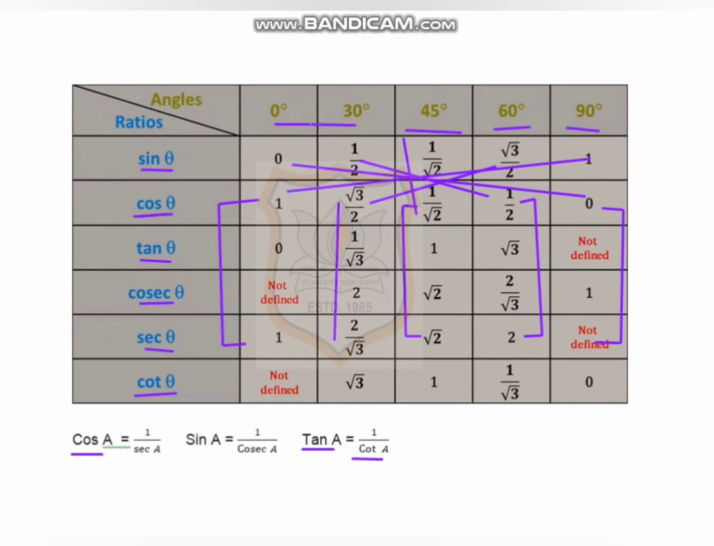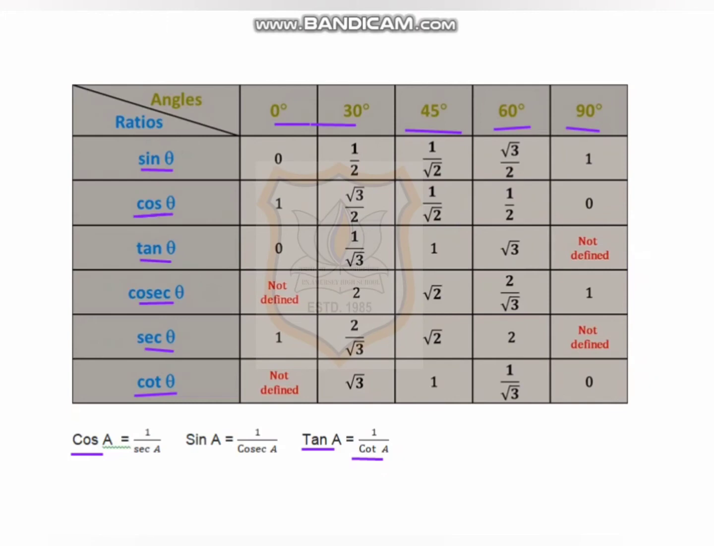Now the value of tan theta, by taking the ratio of sine by cos. Means 0 by 1, we get 0. The ratio of 1 by 2 and root 3 by 2 is equal to 1 by root 3. The ratio of sine 45 upon cos 45 is 1 by root 2 upon 1 by root 2, so we can easily cancel out and we get tan 45 equals 1. The ratio of sine 60 upon cos 60, the 2 cancels out, so we get root 3 as tan 60, and 1 upon 0 is not defined.